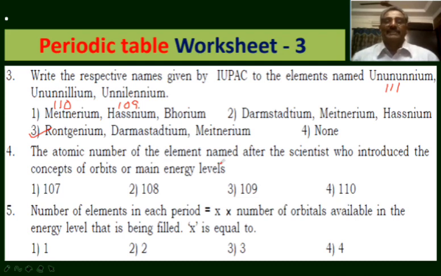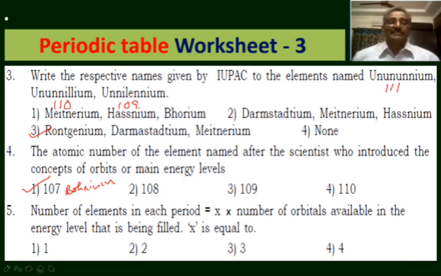Next, fourth question. The atomic number of the element named after the scientist who introduced the concept of orbits or main energy level. The scientist who introduced the concept of orbits or main energy levels is Bohr. One of the elements is named bohrium in order to give honor to Bohr. That element is the element with atomic number 107. 107 is bohrium. So first option is the right option.